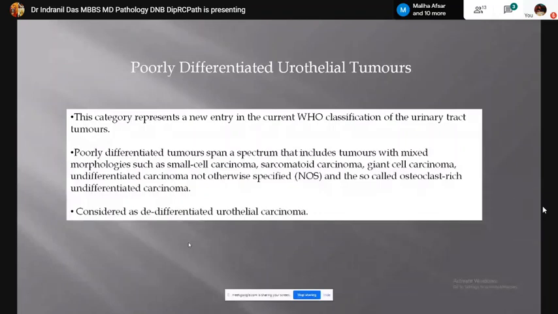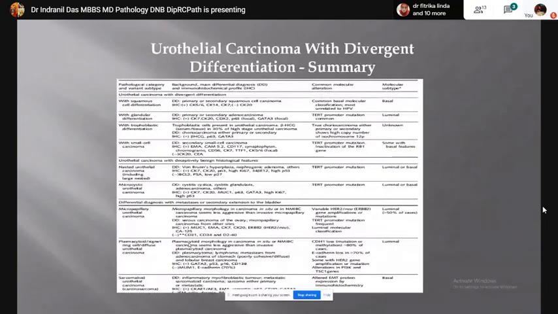Now, poorly differentiated urothelial carcinoma. This is a new category. The poorly differentiated tumors span a spectrum of tumors that includes the mixed morphological tumors like small cell carcinoma, sarcomatoid carcinoma, giant cell carcinoma, undifferentiated carcinoma, not otherwise specified, and so-called osteoclast-rich undifferentiated carcinoma. They are generally considered as the de-differentiated form of urothelial carcinoma. Now, this is a summary of urothelial carcinoma with divergent differentiation with their main histopathological features, immunohistochemical profile, and the common molecular alterations.